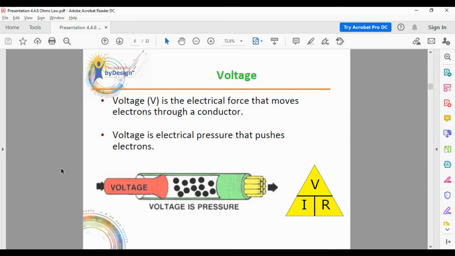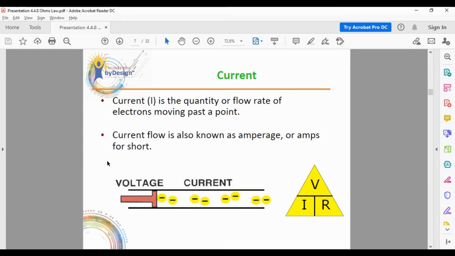So real quick, just to recap, what are these things? Voltage is the electrical force that moves the electrons through a conductor. So voltage is kind of like pressure. It's what's pushing everything through. Voltage is the electrical pressure that pushes the electrons. Current is the quantity or the flow rate of the electrons moving past a point. It's not the voltage that really does the damage. It's how fast all of that is moving.